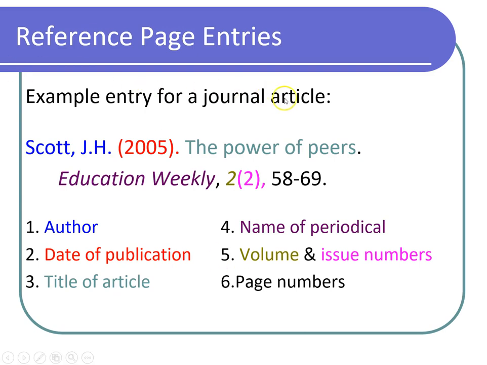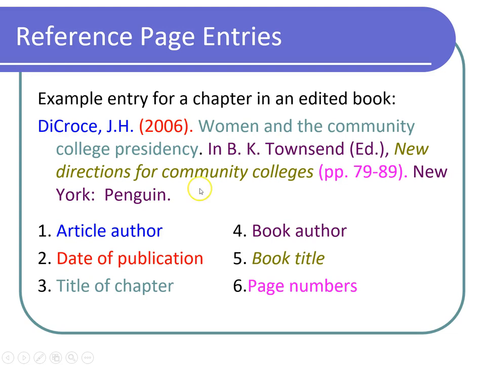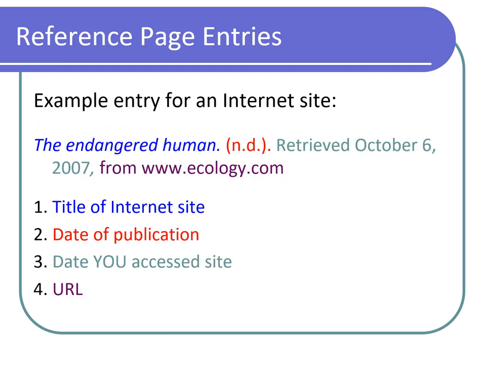Here's an example for a journal article. I color coded it for you as well. Here's an example for a chapter in a book. Same thing, color coded for you as well. Here's an example from an internet site. Now this is one where a lot of you will probably use. Most of you are computer searchers, therefore you might use an internet site.